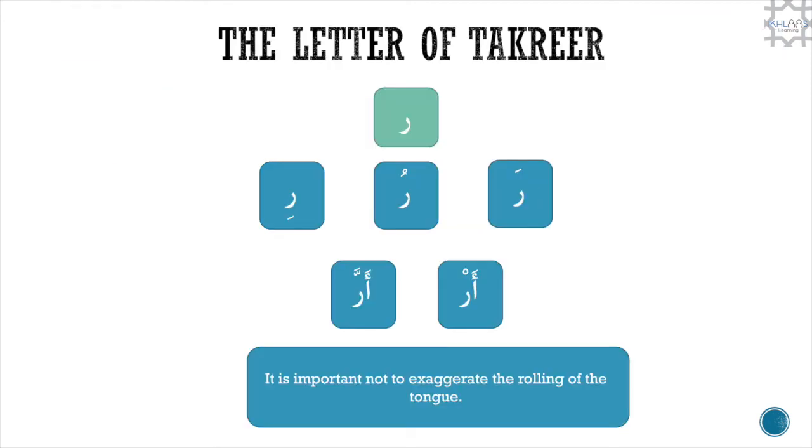The letter of Takreer is the letter Ra. Ra, Ru, Ri, Ar, Arra. It is very important not to exaggerate the rolling of the tongue with the letter Ra.